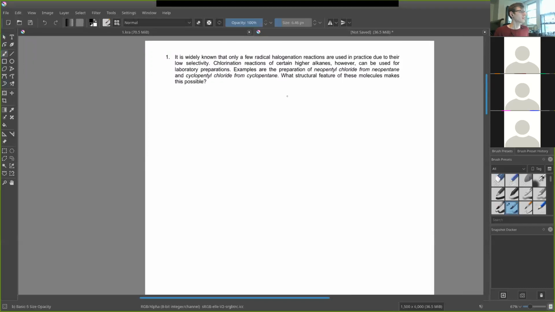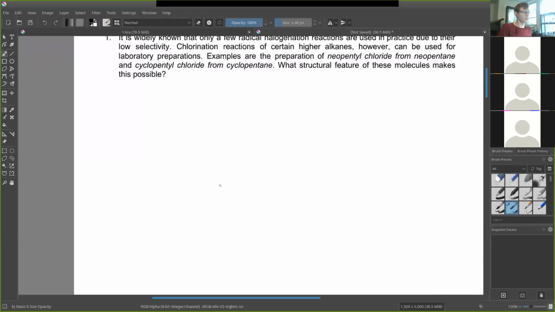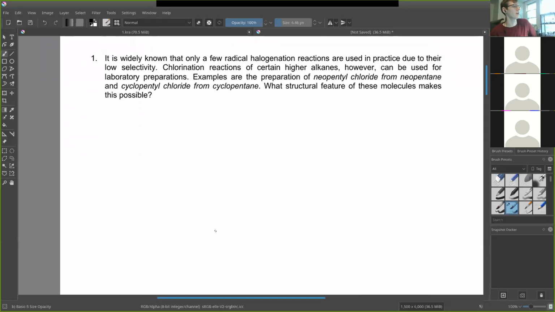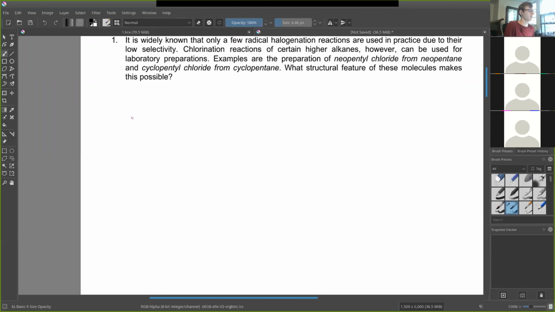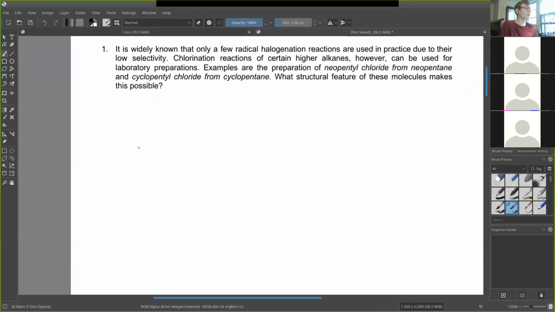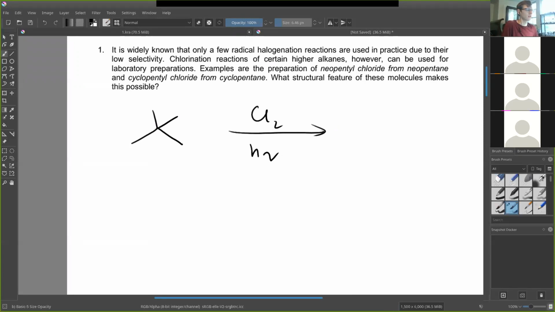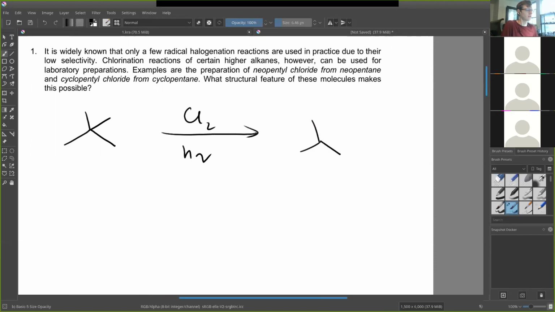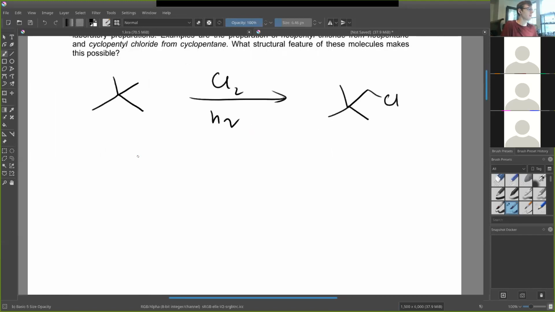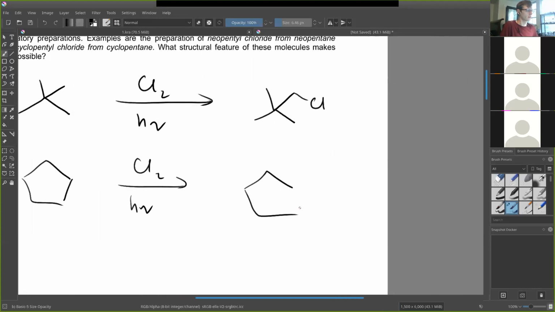Okay, so here's the question. It's widely known that only a few radical halogenation reactions are used in practice. So we want to prepare neopentyl chloride from neopentane, and cyclopentyl chloride from cyclopentane. We haven't focused on naming, so let me draw those out. What we want to do is take this and stick a chlorine on somewhere, and we want to take this and put a chlorine on somewhere.